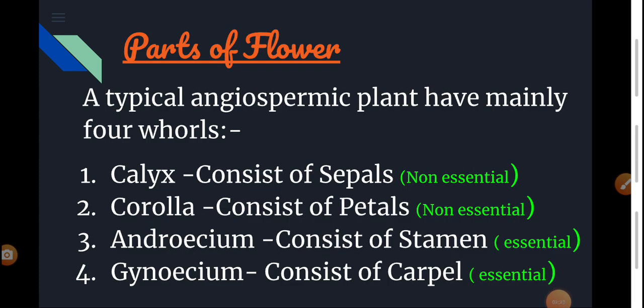So a flower has four parts: calyx, corolla, androecium and gynoecium. Calyx and corolla are non-essential in sexual reproduction, whereas androecium and gynoecium are the essential parts of sexual reproduction. This is all about the sexual part. Let us know about the process of sexual reproduction in the plant.